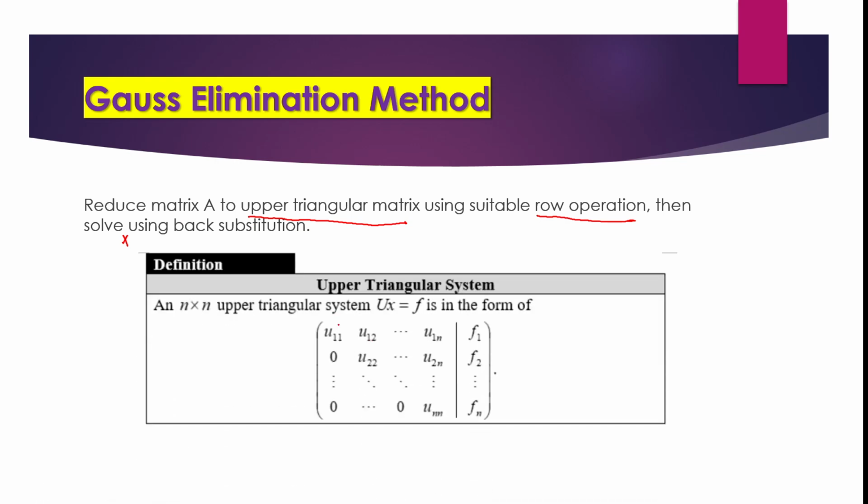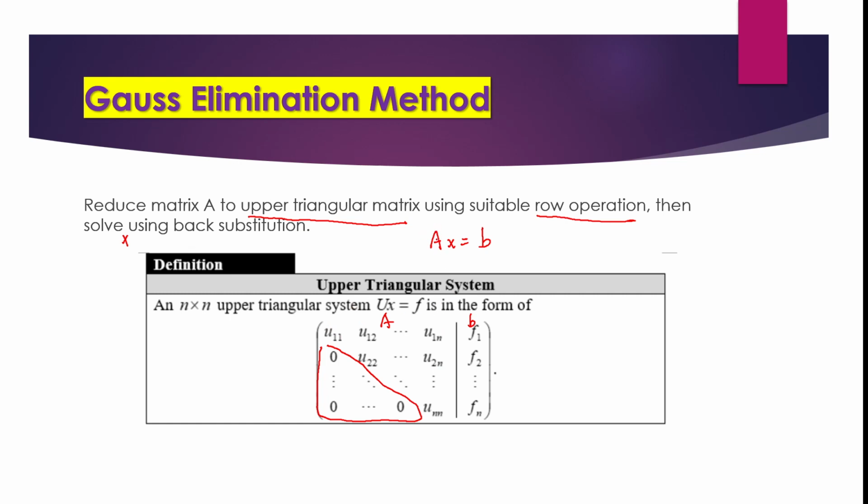For example, initially we have Ax equal to b. This is A, this is B. Matrix A has to be reduced to an upper triangular matrix. The lower part means the entries below the diagonal. This is the diagonal. The entries below the diagonal all become zero, and we just leave the entries from the diagonal and the upper part. So this is what we call an upper triangular system.